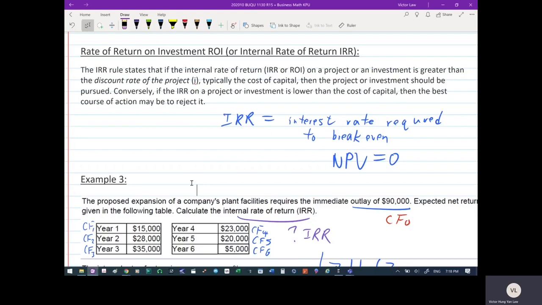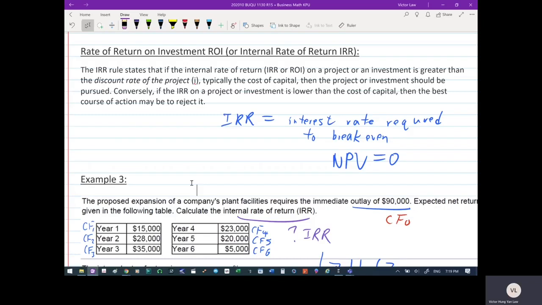Rate of return on investment, or internal rate of return, the IRR. The IRR rule states that if the internal rate of return on a project is greater than the discount rate, then you will accept the project. And if the IRR is lower than the cost of capital, lower than the discount rate of the project, then you would not accept the project.